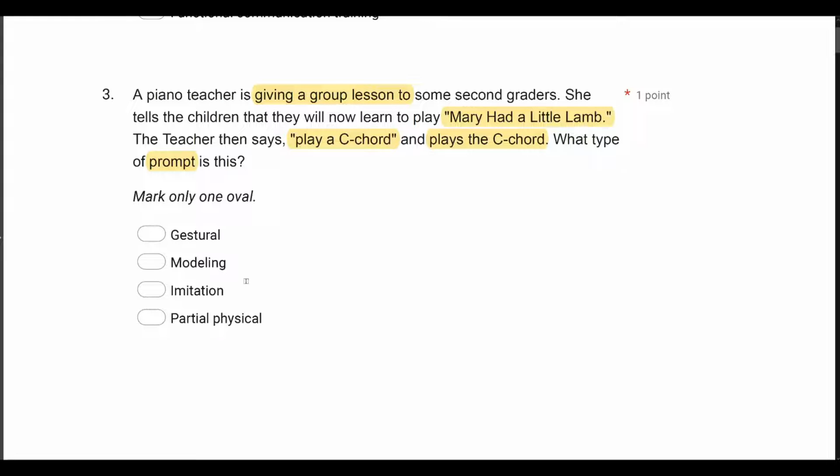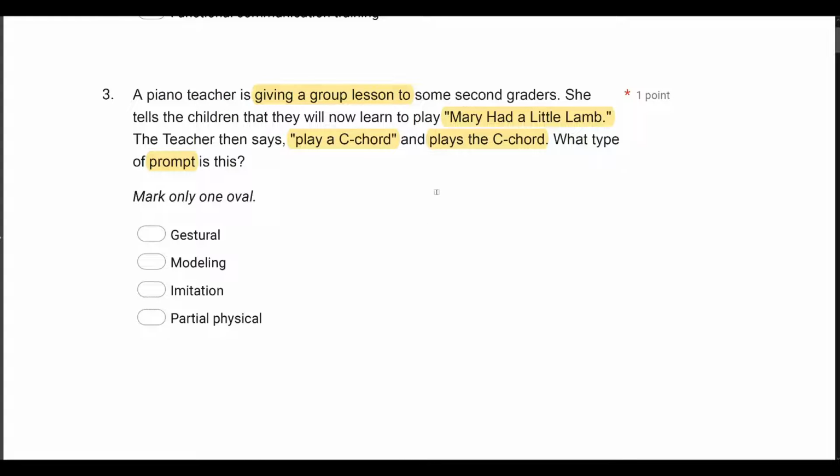It's not an imitation prompt. Don't confuse modeling and imitation. Modeling is what the teacher's doing. She's demonstrating. Imitation is what the learners are going to do. Okay, so the teacher models, the learners imitate. This is a modeling prompt.